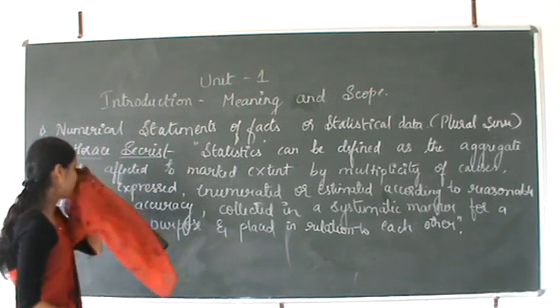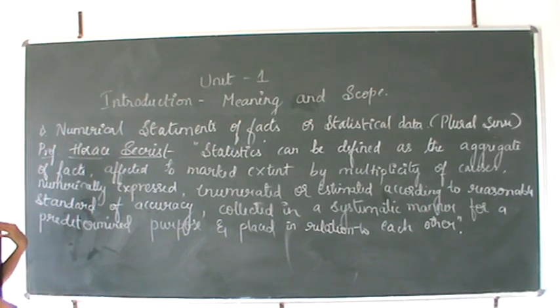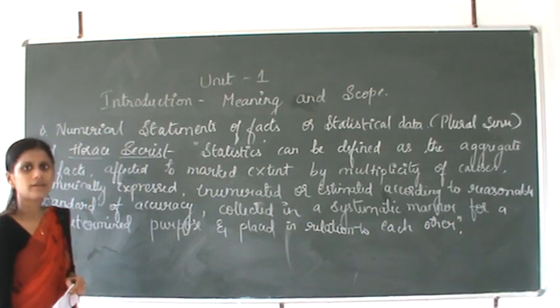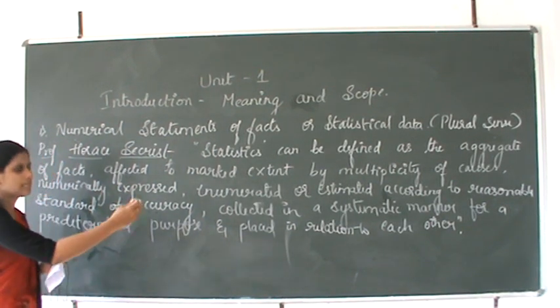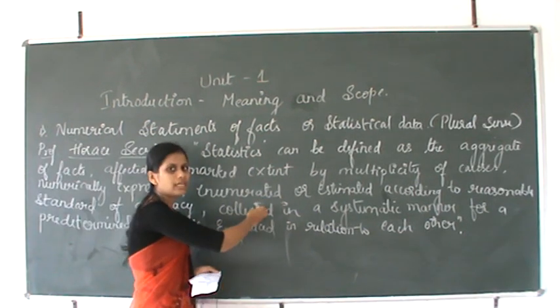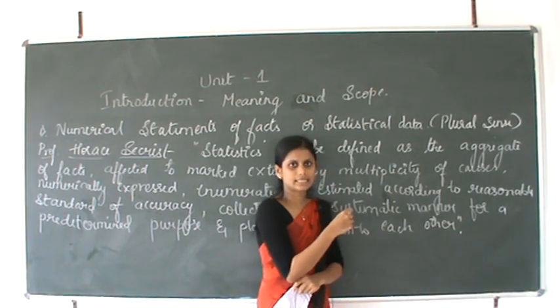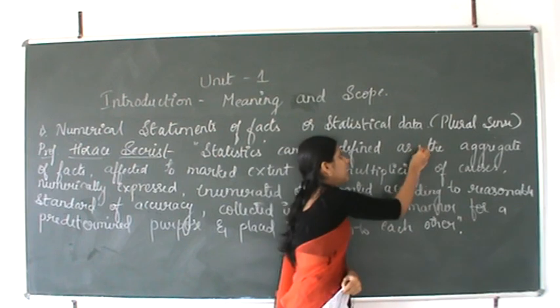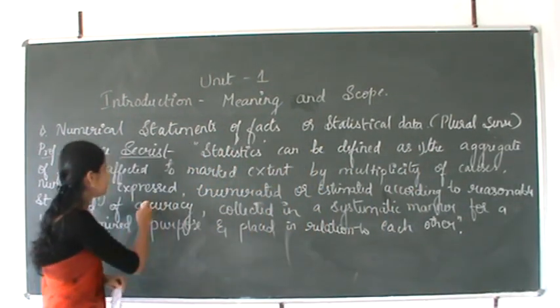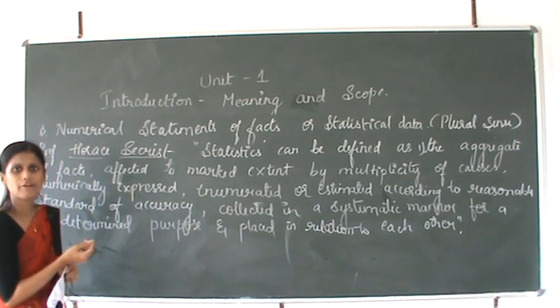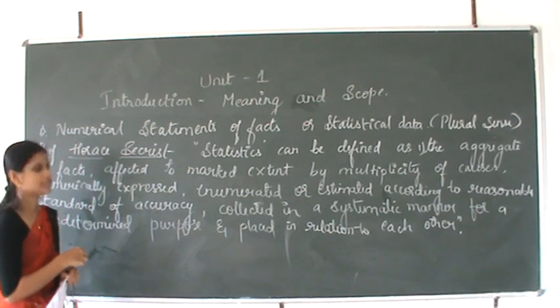So with the help of this definition, you can easily write the features or characteristics of statistics. If you know this definition, you can easily write the characteristics of statistics. With the help of this definition itself, I will explain. The first characteristic of statistics is the aggregate of facts. Statistics is aggregate of facts. That is the first characteristic.